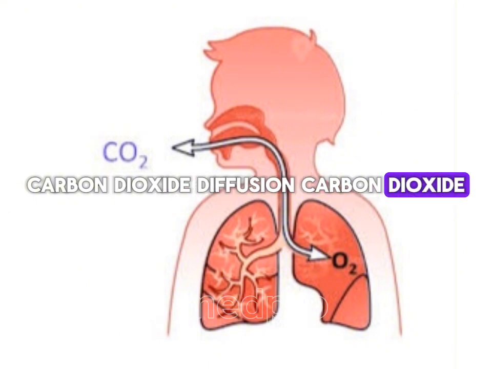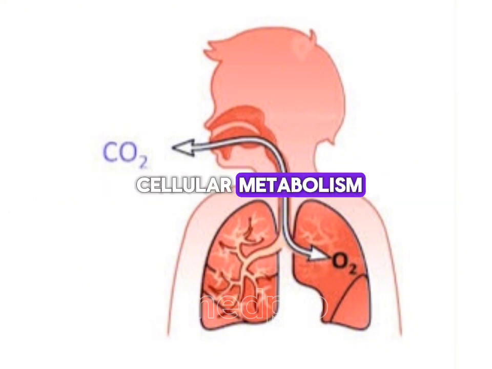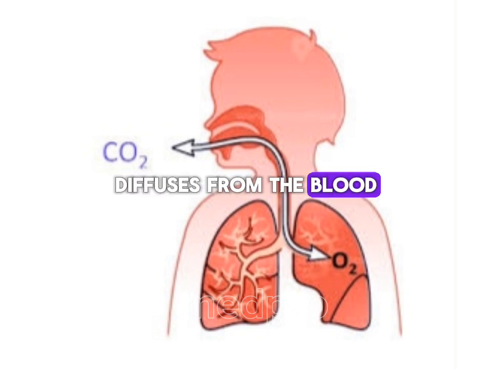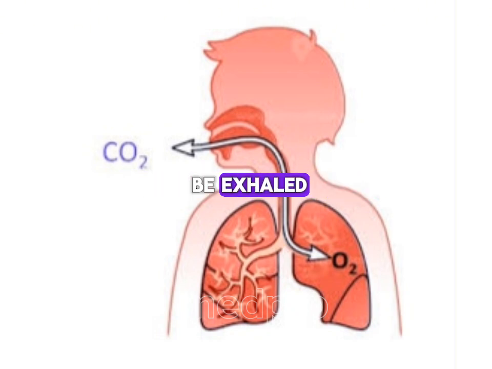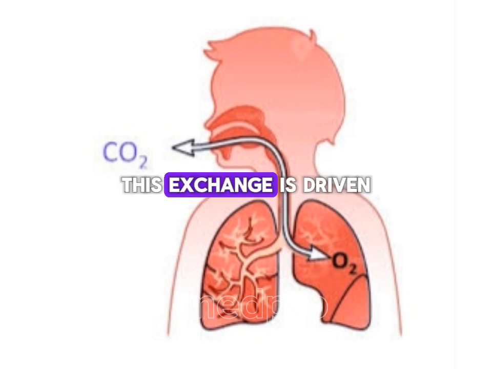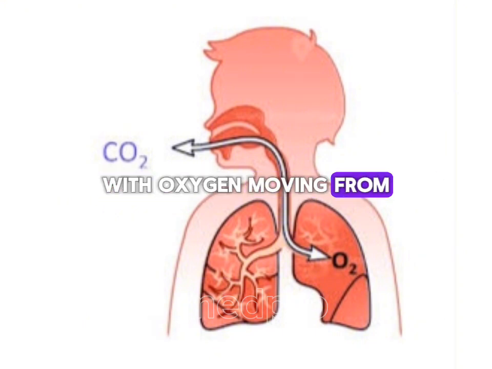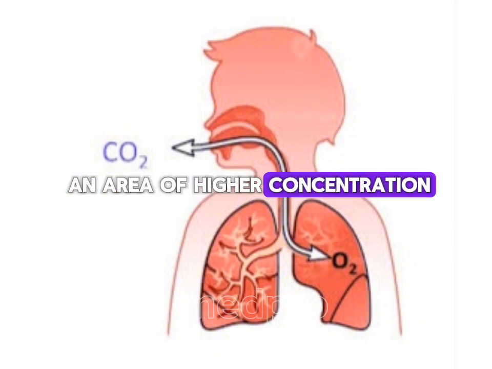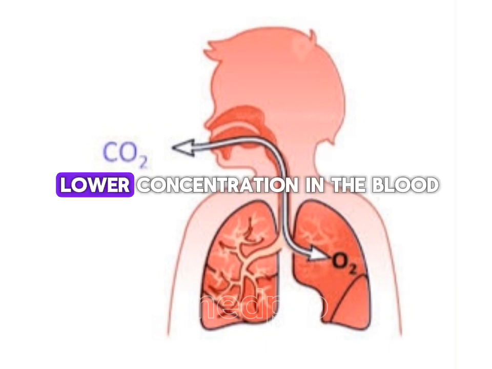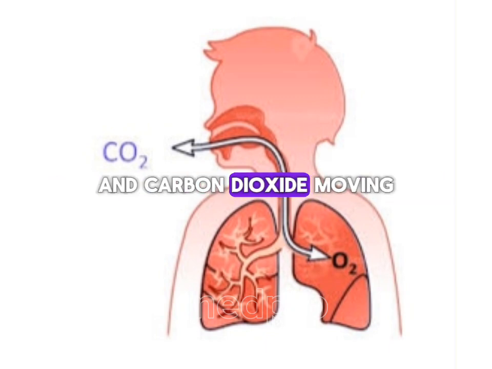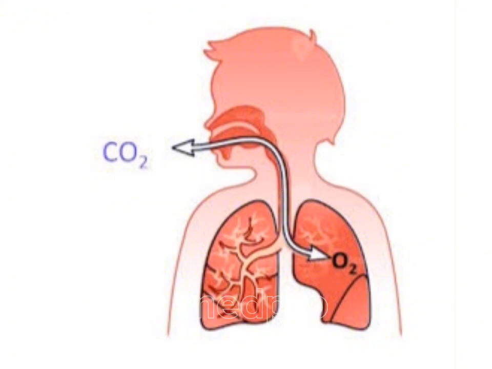Carbon dioxide, a waste product of cellular metabolism, diffuses from the blood into the alveoli to be exhaled. This exchange is driven by differences in partial pressures, with oxygen moving from an area of higher concentration, in the alveoli, to lower concentration, in the blood, and carbon dioxide moving in the opposite direction.